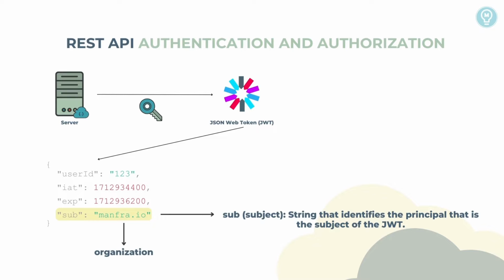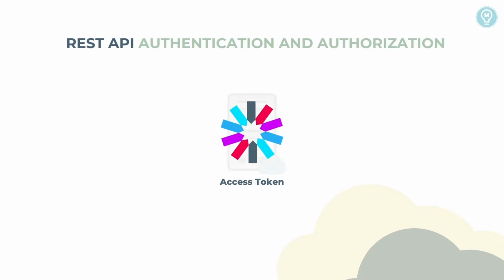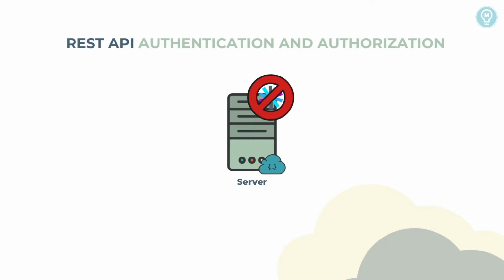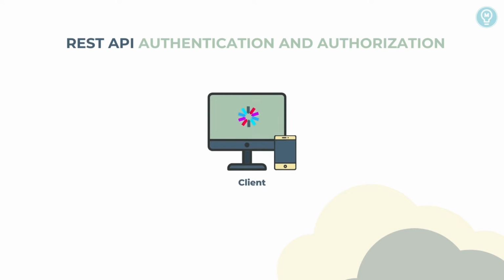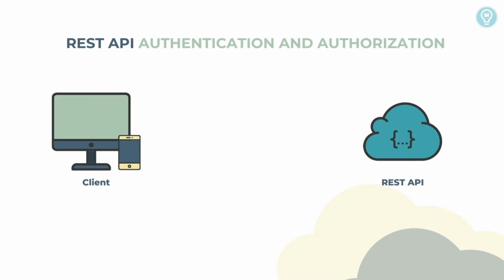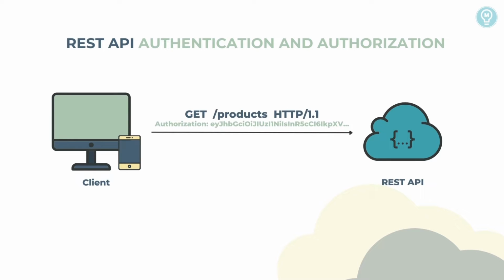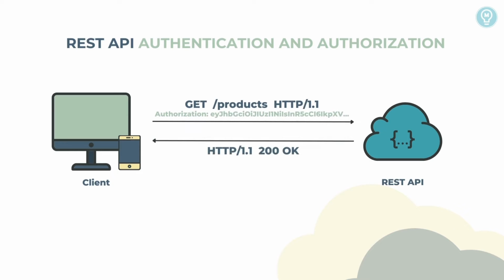This access token should not be stored on the API server, but it should be stored securely on the client side. So when the client makes a request to an API endpoint, it should pass the access token along with the request. The API then will verify if the access token is valid, and if it is, it will send a success response with the resource data the client requested.